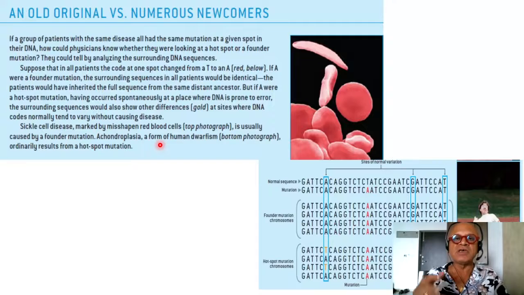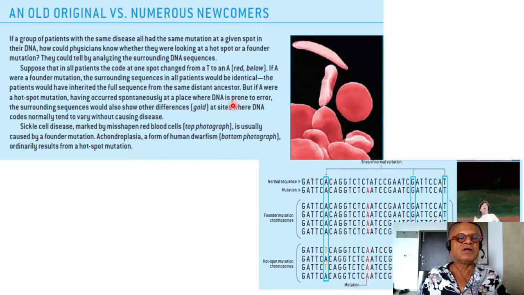Hotspot mutation could be like exposure to a chemical in the environment, or a pesticide, or some regions have high incidences of cancer that are not always understood well, and so on and so forth. Suppose that in all patients the code at one spot changed from a T to an A here. If A were a founder mutation, the surrounding sequence in all patients would be identical. The patients would have inherited the full sequence from the same distant ancestors, however far back it goes.